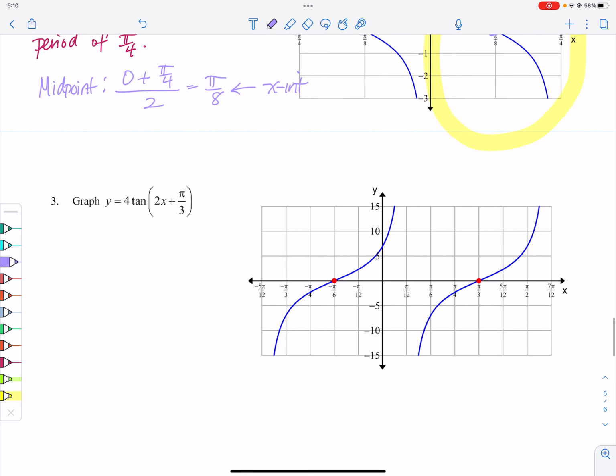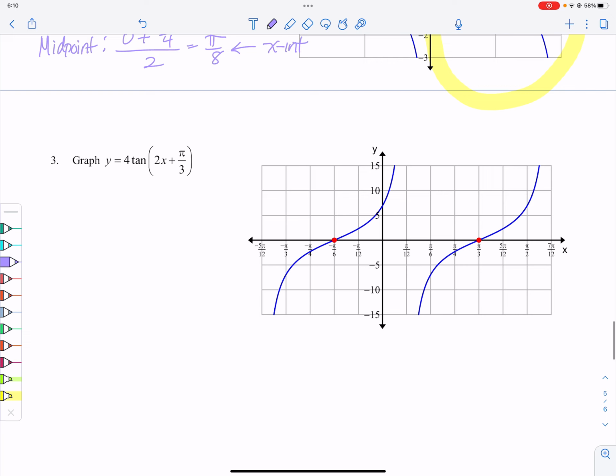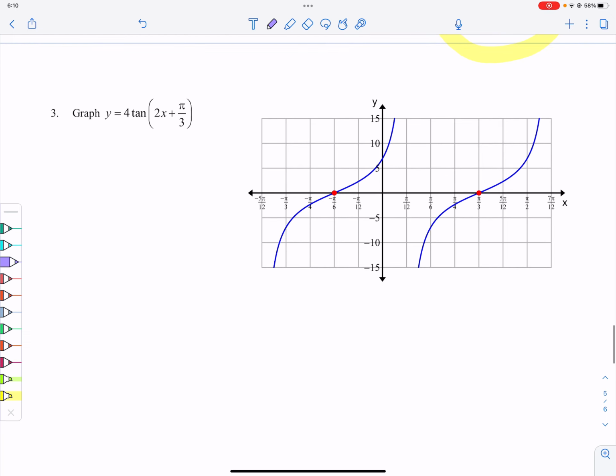Okay, let's take a look at this next graph. y equals 4 times the tangent of 2x plus pi over 3. When we have these additions in there, it can be a little bit tricky. So we're going to go ahead and write this out. We have negative pi over 2 less than 2x plus pi over 3 less than pi over 2.